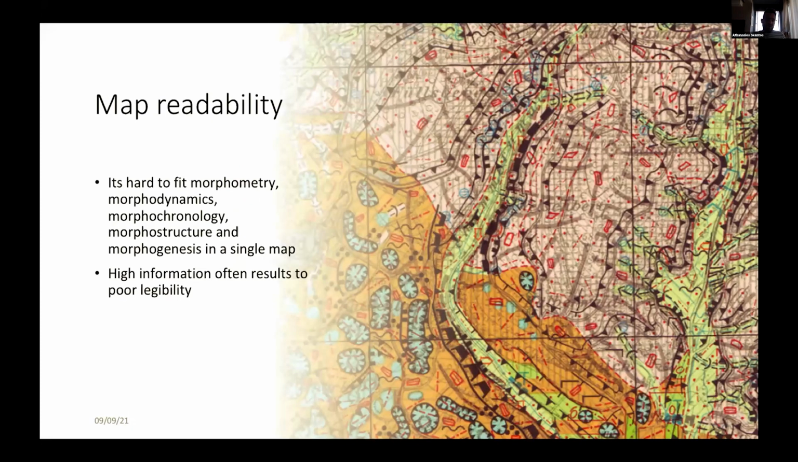Lastly, we need to speak about map readability as well. As we already said, we have 5 main data types: morphometry, morphodynamics, chronology, structure, and genesis, all in a single map. So we're talking about really high information density that most of the time results in poor legibility. This is not just about the symbols, but also about colors, textures, and the poor design properties that we are currently facing within the GIS software.